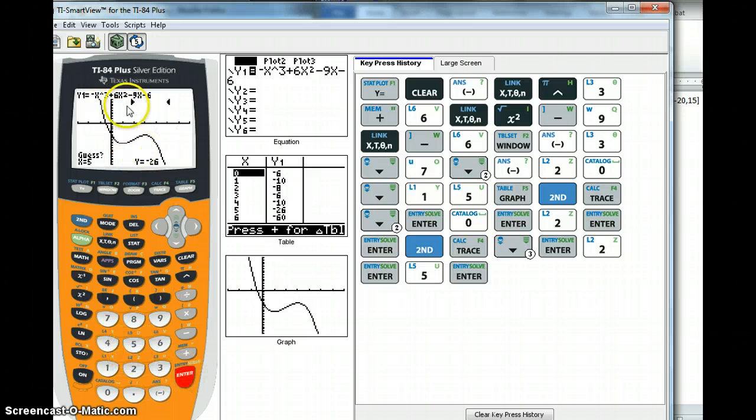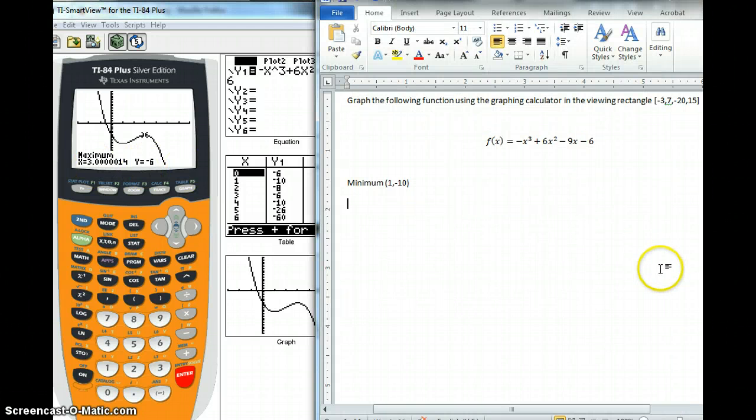And you can see, do you see up here that we have these two arrows, and it's going to hone in right on this maximum. So when I hit enter one more time, we see that it gives me, again, 3.00000014, which is going to be 3, and y is going to be negative 6. So the maximum is going to be 3, negative 6.